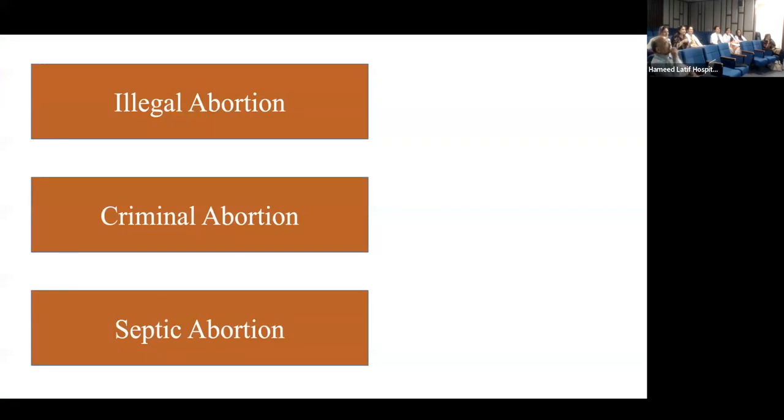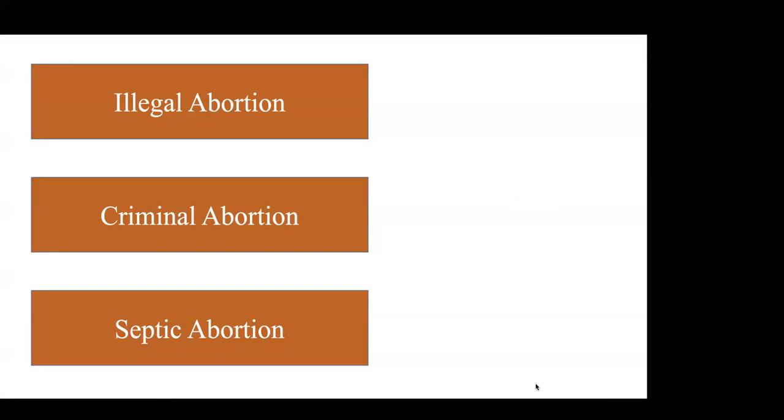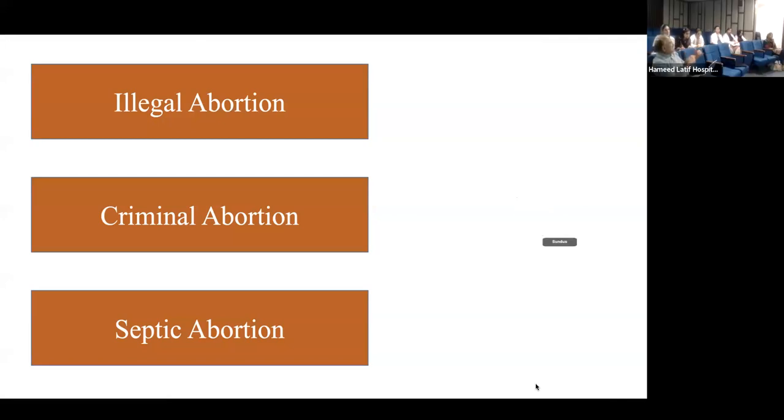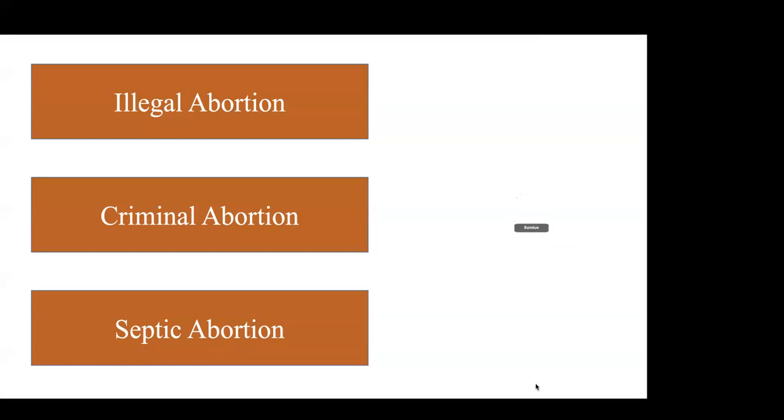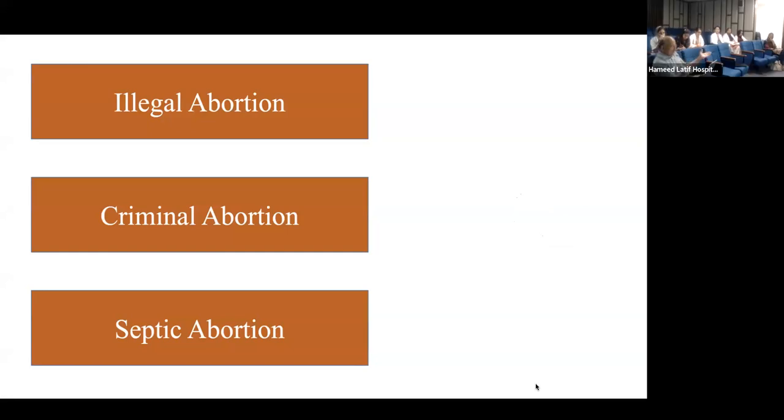Now, we come to this side. Last time also, those who had joined us had asked about this. Previously, there was this thing: illegal abortion or criminal abortion or septic abortion. These are three things. Because illegal abortion is that which is performed by backstreet abortionists. For example, someone comes to me that I want to have an abortion. What do we do? Someone comes to you, I'm asking all the participants, you don't have to answer vocally, but ask yourself.